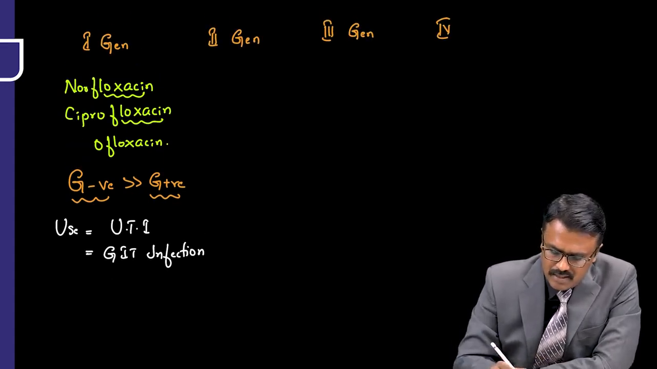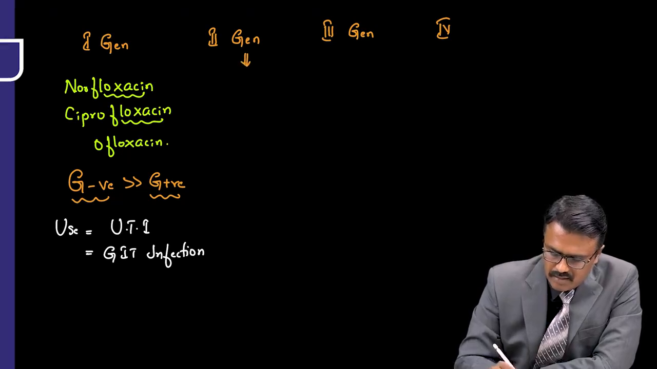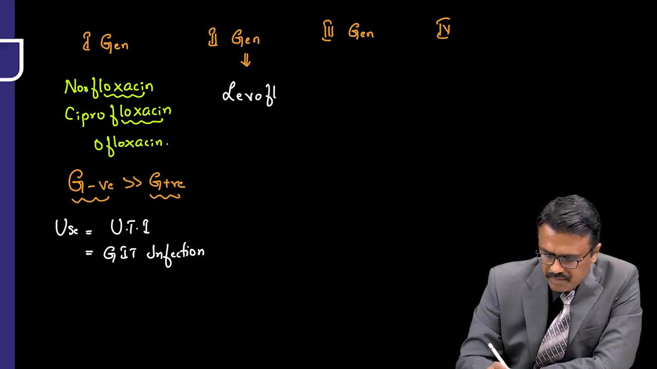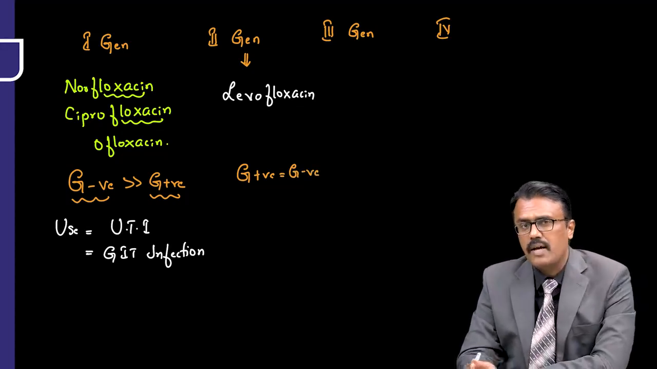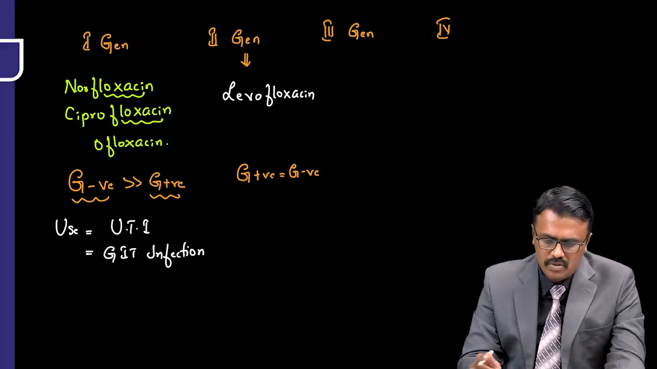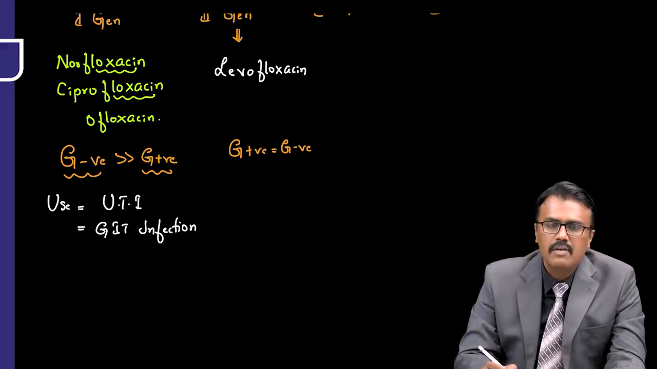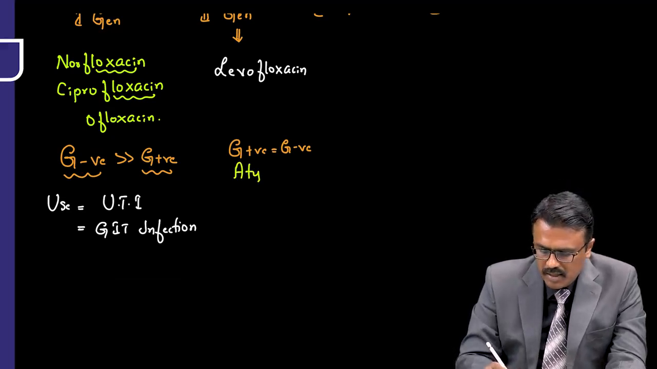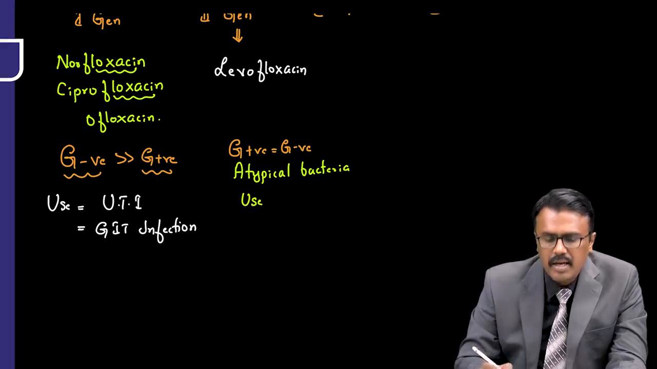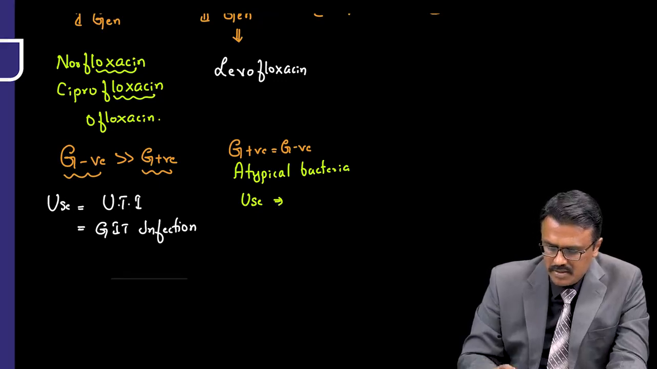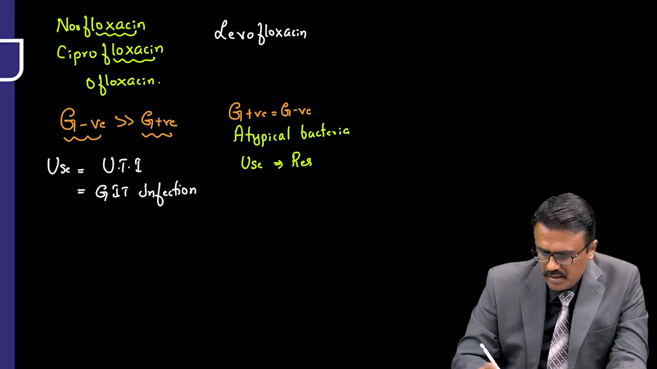Now we come to the second generation. The second generation drug is levofloxacin. Levofloxacin has an effect on gram positive equal to gram negative. It has equal coverage of gram positive as well as gram negative organisms. Not only that, it will also cover atypical bacteria causing pneumonia. So where do you use it? It can be used in respiratory infections.